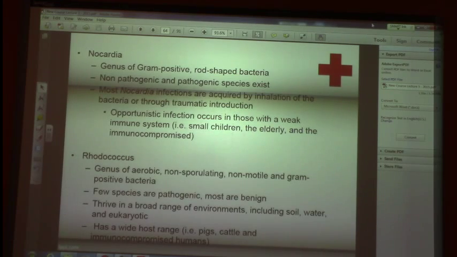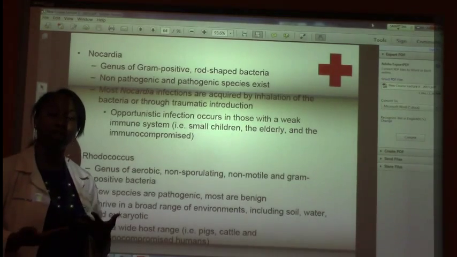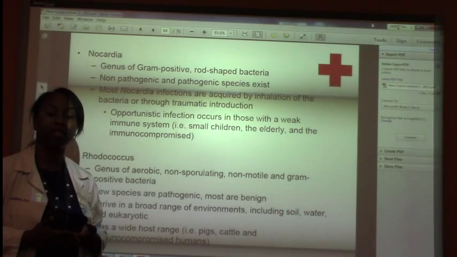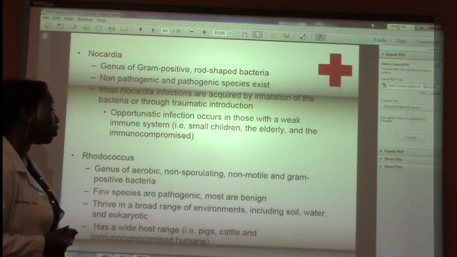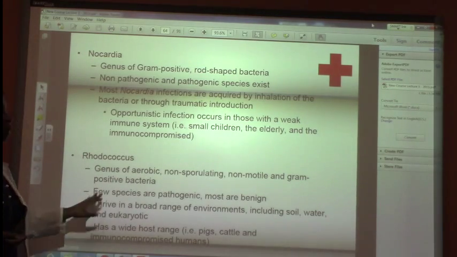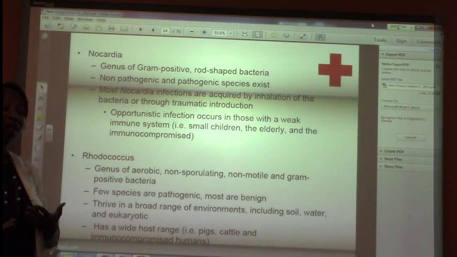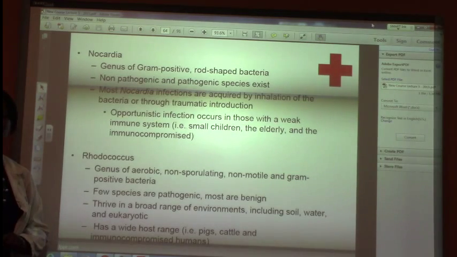For the Rhodococcus genus, they are aerobic, non-sporulating. So here, non-sporulating simply means that the organisms do not produce endospores. You all should remember that simply because only those bacteria of the Bacillus and Clostridium genera can turn into endospores. They too are non-motile and they're gram-positive as well. Very few species are pathogenic. Most are benign, meaning that they're non-disease causing, unless, of course, the individuals are immunocompromised, in which case they become opportunistic pathogens.